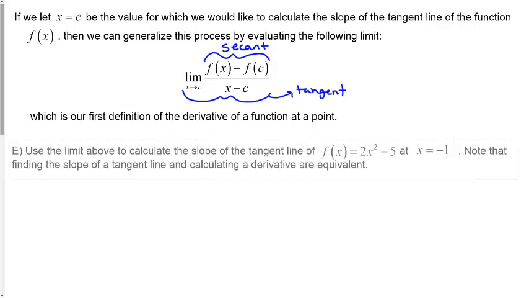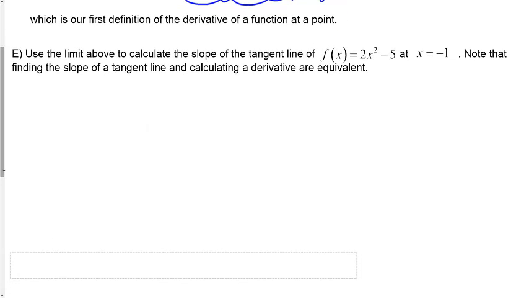So let's use this limit in order to calculate the slope of the tangent line of f of x equals 2x squared minus 5 at x equals negative 1. So just to point out, finding the value of a derivative and calculating the slope of a tangent line mean the exact same thing. We use that interchangeably in calculus. Now, here's what I need to do. So first off, we've mentioned it already, but we're going to need f of negative 1. So that's 2 times negative 1 squared minus 5, which ends up being negative 3. So we have that already.